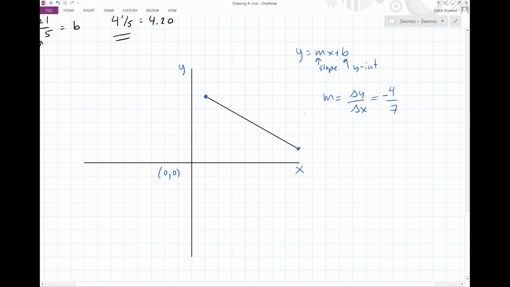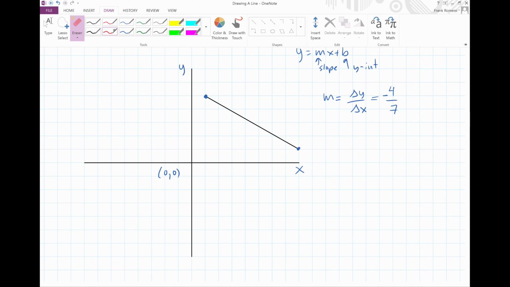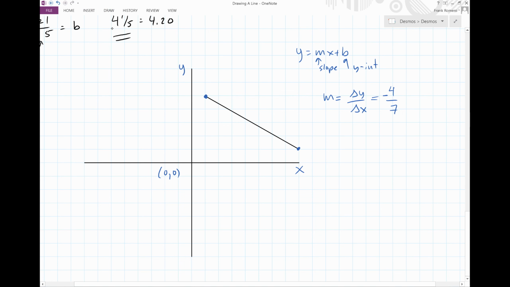Question is, why is it negative? Well, we usually read things from left to right, correct? We read from left to right.